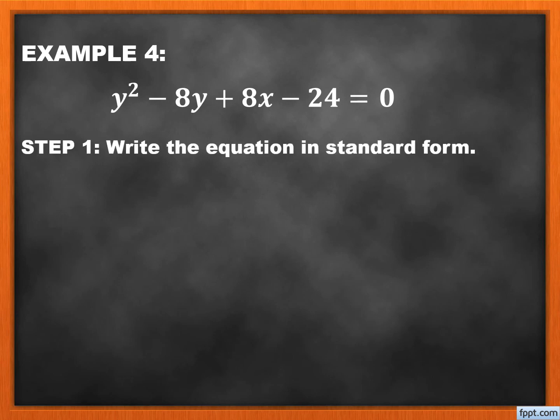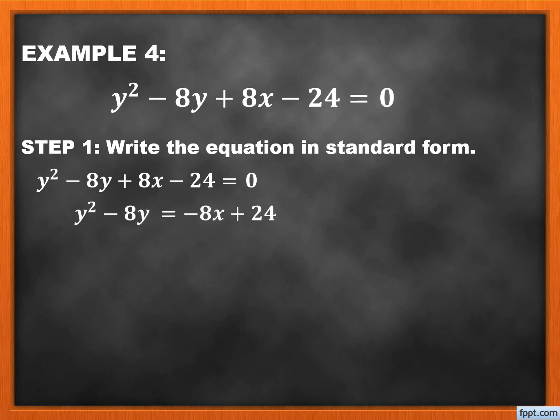Now, let us have our last example. We have y² - 8y + 8x - 24 = 0. Let us write this equation in standard form using the same process. We write the terms having the y variable on the left side and the terms having the x variable and constant on the right side. So we have y² - 8y = -8x + 24.